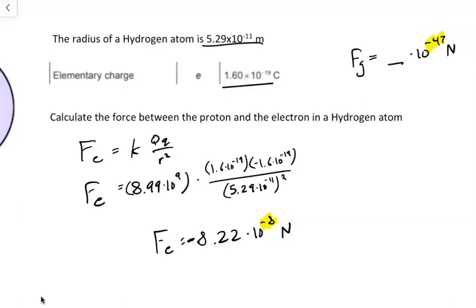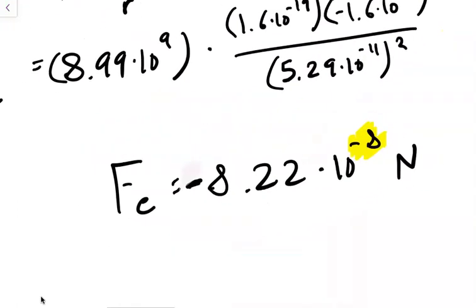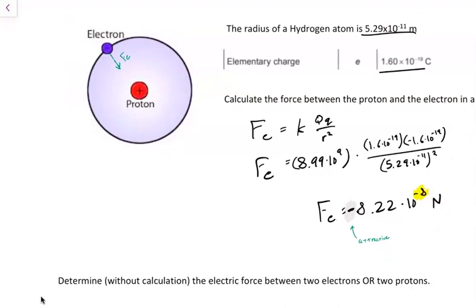The next thing I want to identify is this negative right here. What does that negative really mean? That means it is attractive, because we are looking at a proton and an electron, which means there must be an attractive force going in towards the proton, and it's going to be your electrostatic force. There's nothing different between the electrostatic force and electric force. Those two are the same, so I tend to interchange them.